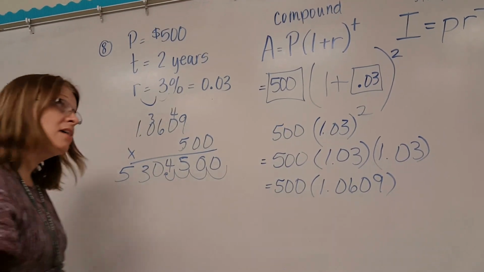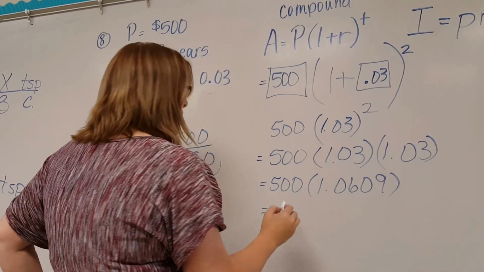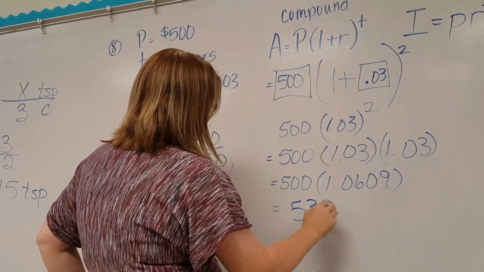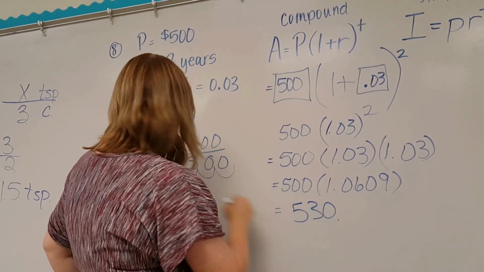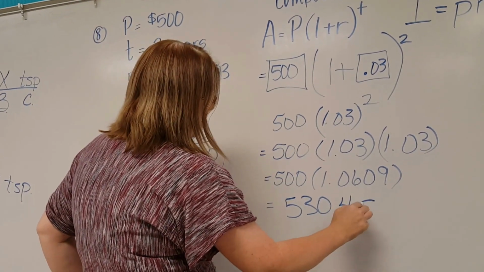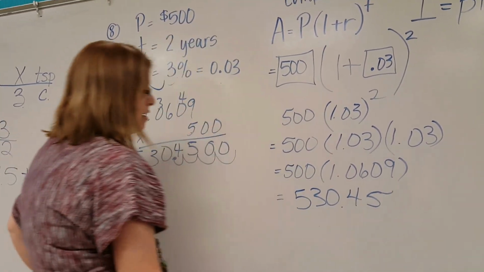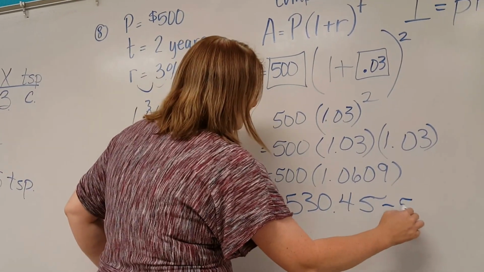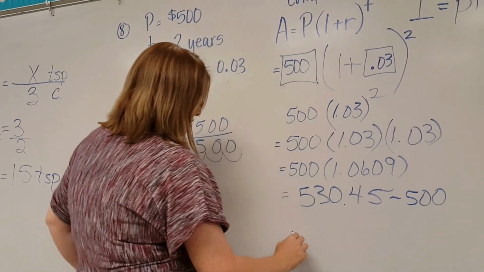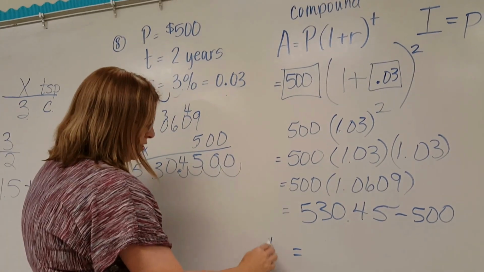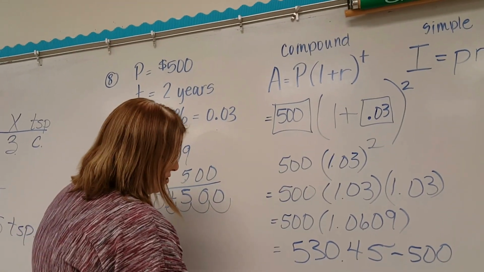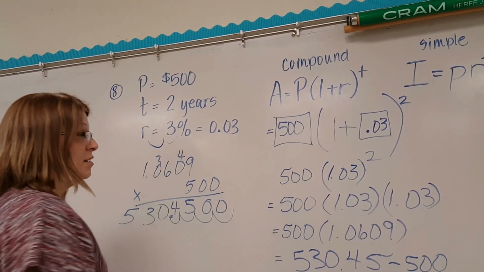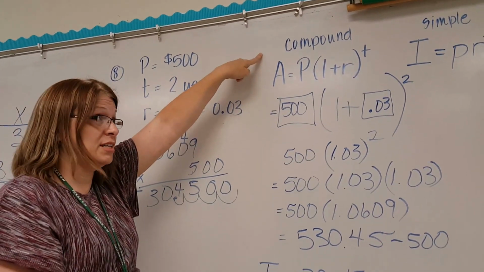So the amount in the account after 2 years for compound interest is going to be $530.45. Okay? The amount of interest, if I subtract the $500, you would get the amount of interest is $30.45. Now, that's the compound interest that's earned.